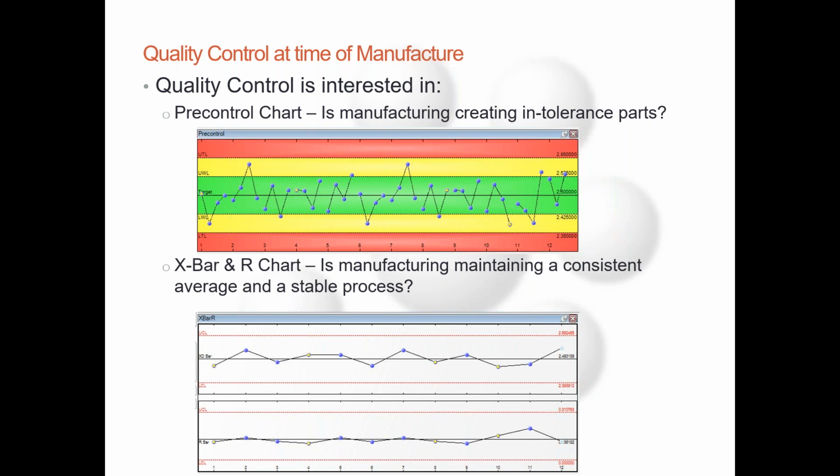The XBAR R chart shows a manufacturing process maintaining a consistent average and stability over time. And if you had an XBAR R chart that hugged the center line as well as this one does, and they are hugging the center line here, you should be extremely happy. They're usually not that tight on the center line.